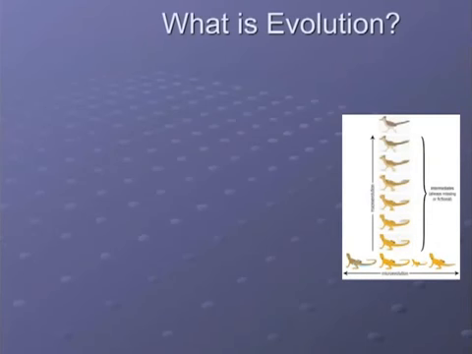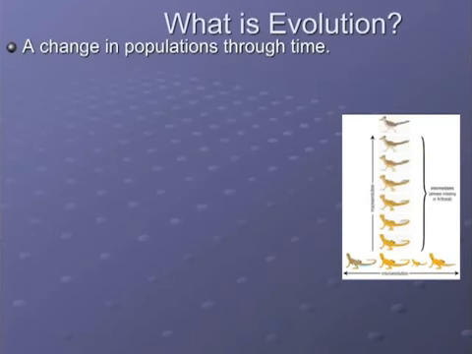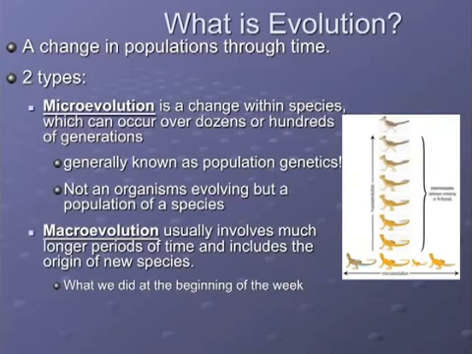So, what is evolution, first off, is a change in population through time. And there are two types. There's microevolution and macroevolution. Microevolution is a change within species that occurs over dozens or hundreds of generations, so a small amount of time. And it is also known as population genetics.